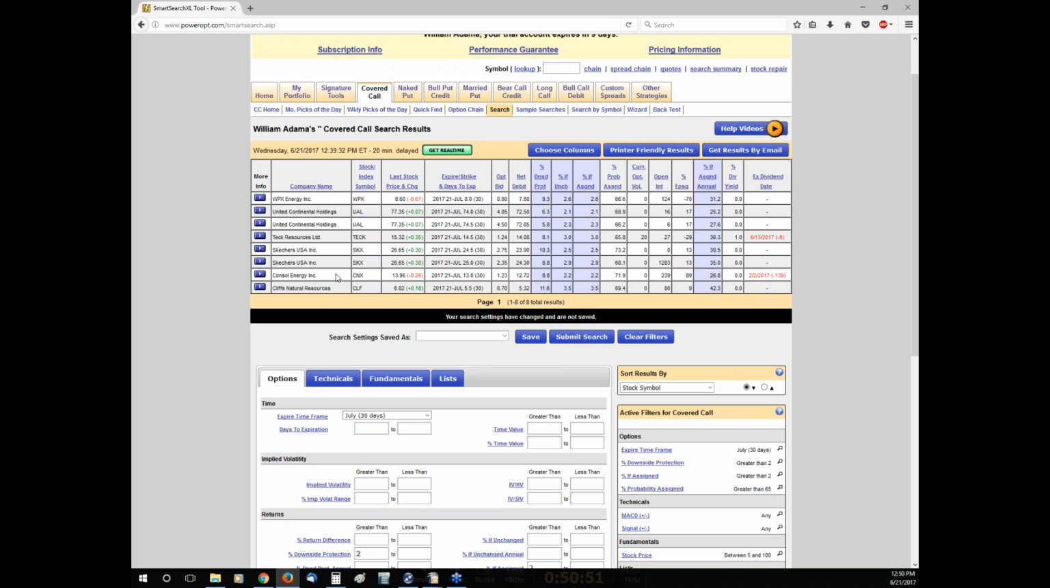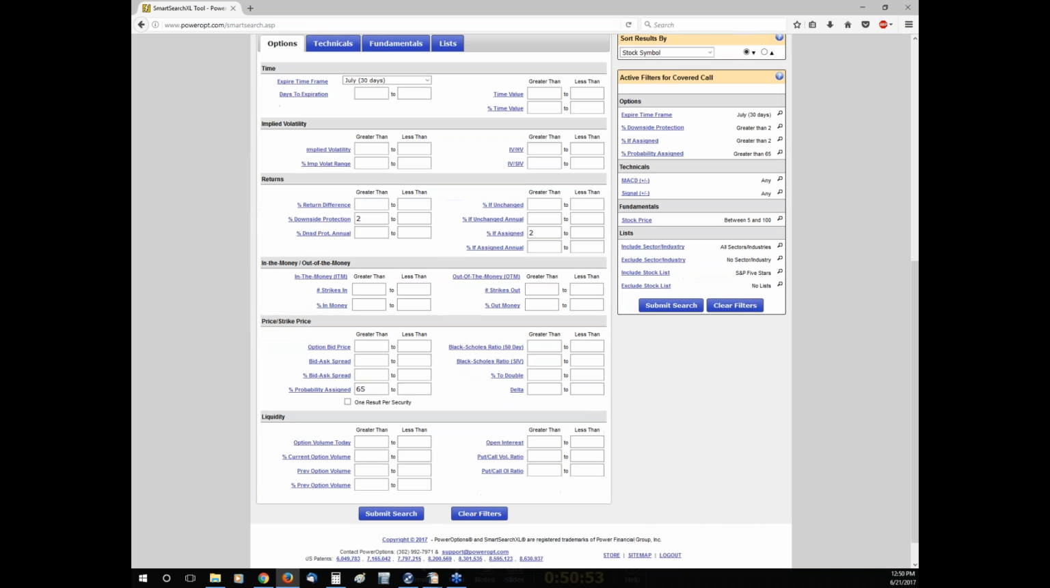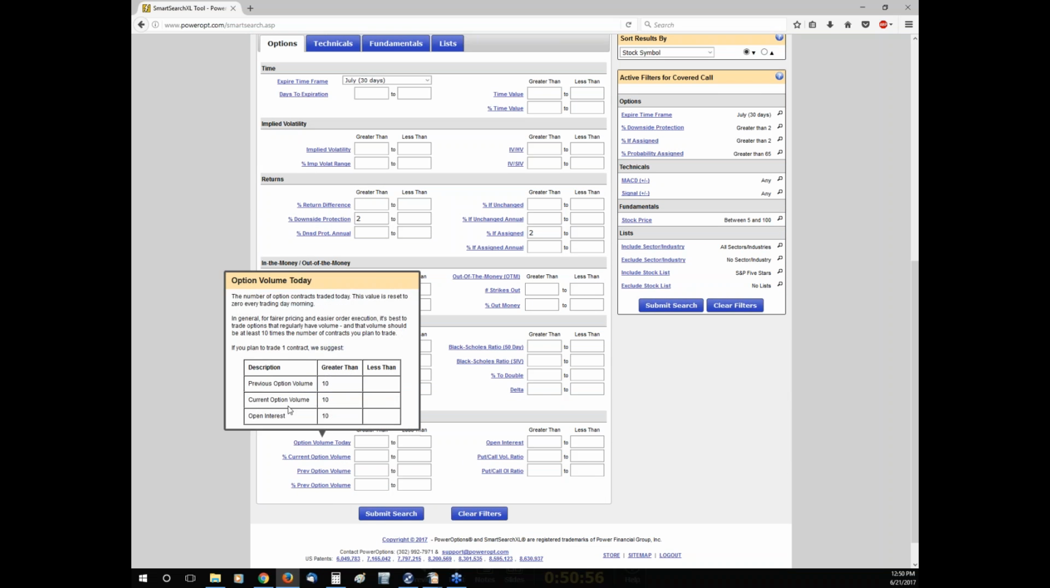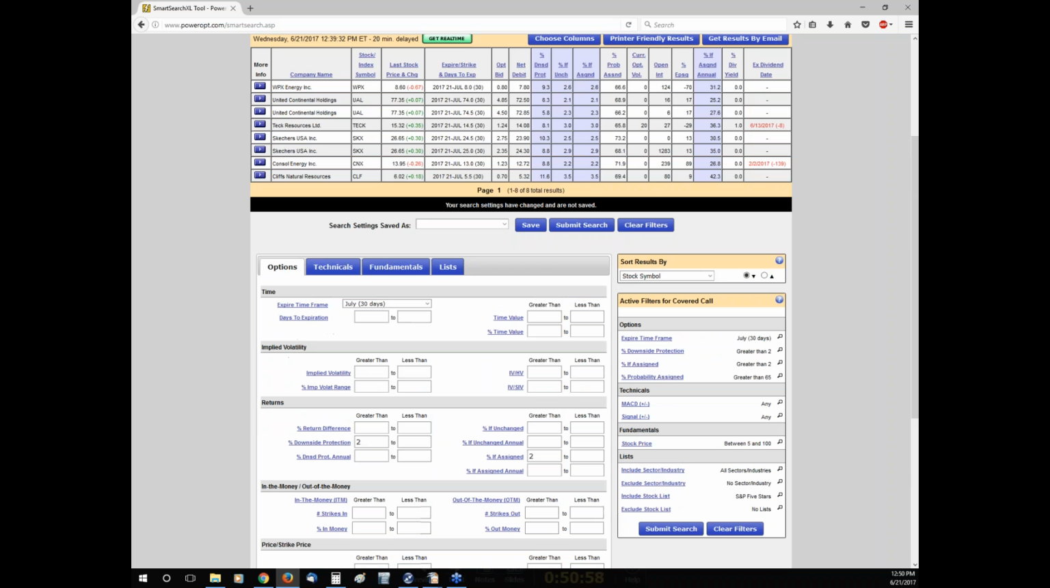Why aren't there more stocks in here? Why aren't there more covered call opportunities? Because I wanted this high of a probability. To get that high of a probability on quality stocks, we've got to expect a lower % return.